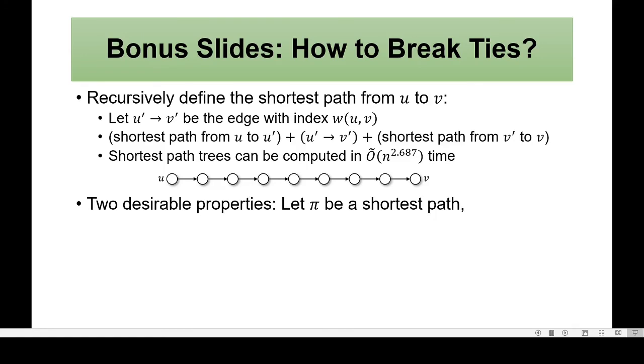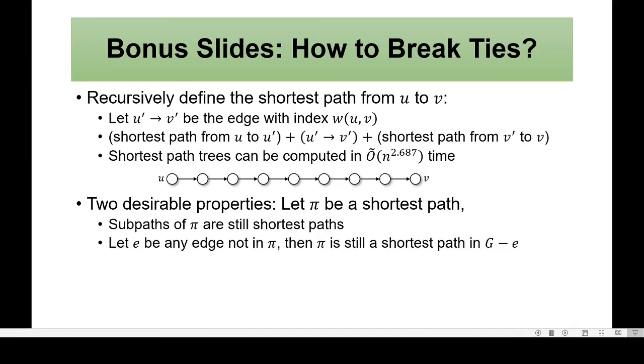And this definition has two desirable properties. Let pi be a shortest path, such as the depicted path from U to V in the slide. First, subpaths of pi are still shortest paths. What does this mean? It means that if we are given two intermediate vertices on the path pi, and we compute the shortest path between these two intermediate vertices using the above algorithm, then we find that the shortest path we get is exactly the portion of pi between these two vertices.